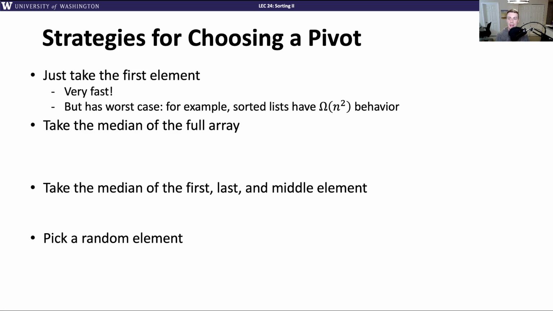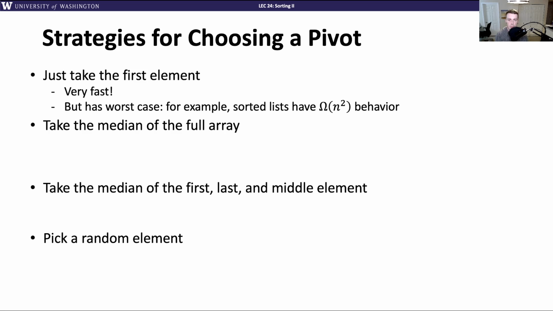Well, we just saw that taking the first element is a very fast strategy. It's very easy to pick that pivot, right? You just grab the first value. However, it does have this worst case runtime, this n squared behavior. If you have a sorted list, you're going to run into this quadratic runtime, which is not very good. So then you said, okay, well, Hunter, you told me that the best value to pick is the median.